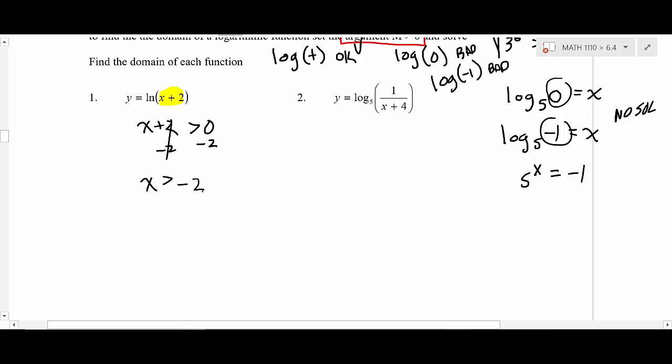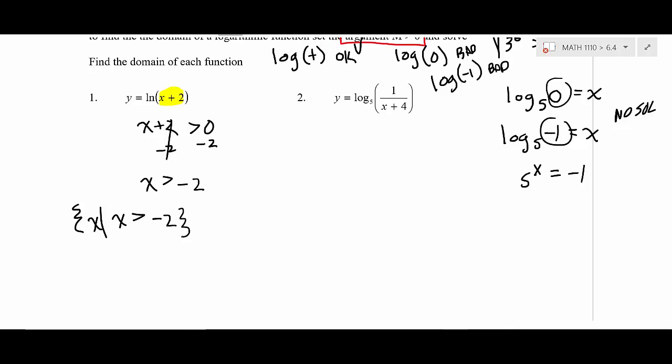So if you're going to write the domain on this, you got two ways to write it. You could say set of x such that x is greater than -2. That's your set builder notation, okay? And it's real easy to understand this if you think about it. What happens if you plug -2 in there? Don't you get a log of 0? Which is bad. You can't do a log of 0.